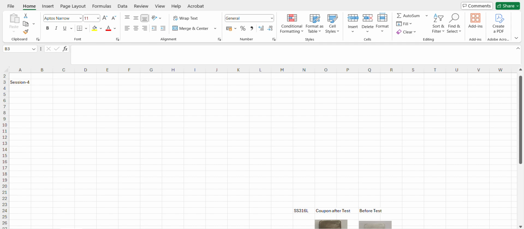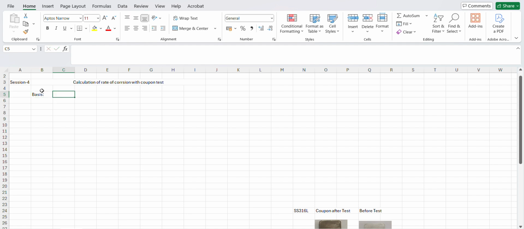So first, we'll do the calculation of the rate of corrosion with the coupon test. To calculate this, we need some data, which I have prepared. To calculate this, we have to proceed first. We have to select the basis.